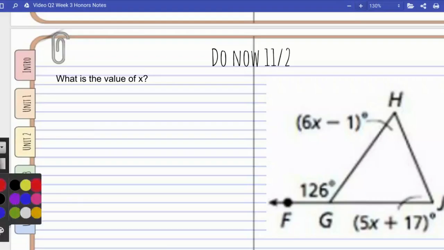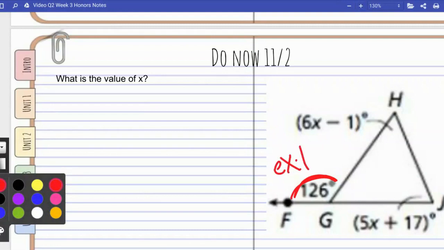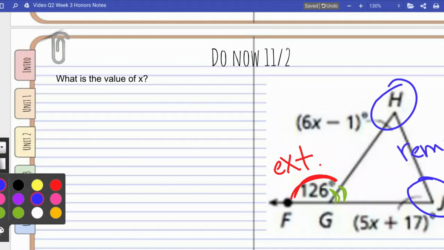Do now for 11-2, angle FGH is 126 degrees. This is the exterior angle. Angle HGJ is right here. This is adjacent to the exterior angle, which means angle H and angle J are what we call remote angles, since they're interior but non-adjacent to the exterior angle.